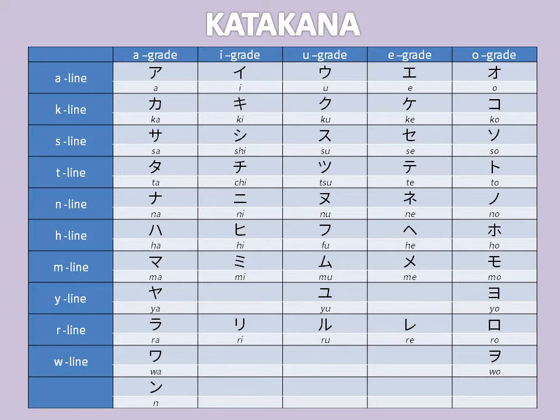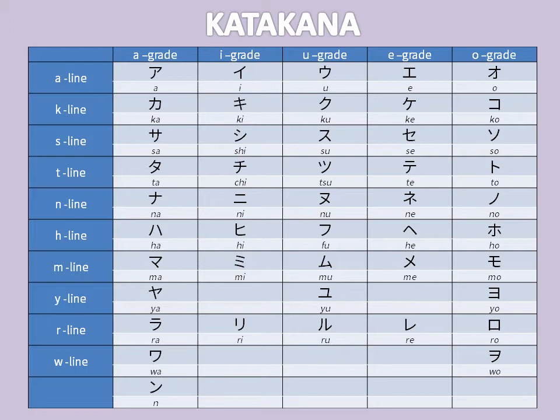Then the Ya line, Ya, Yu, Yo. So just like in hiragana, in katakana also the Ya line's I grade and E grade are missing because they are not necessary. I and E are considered to be sounding similar to the A line's I and E. So that's why no characters there.